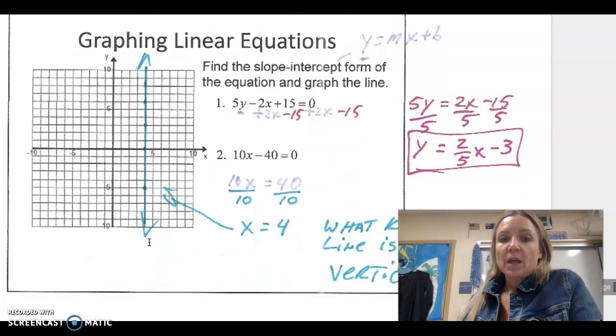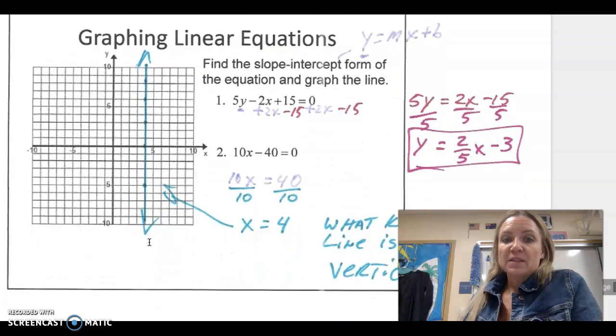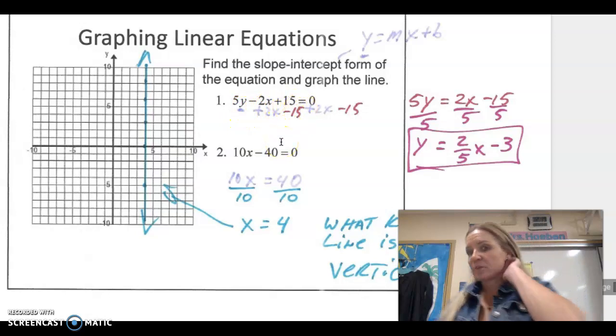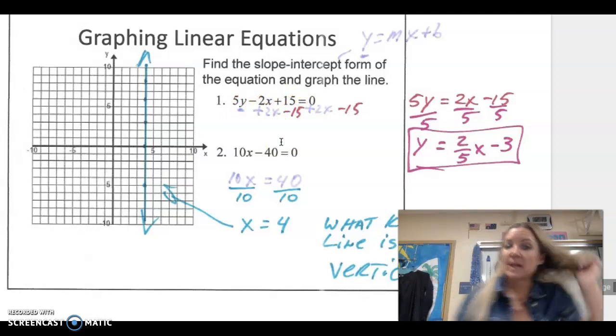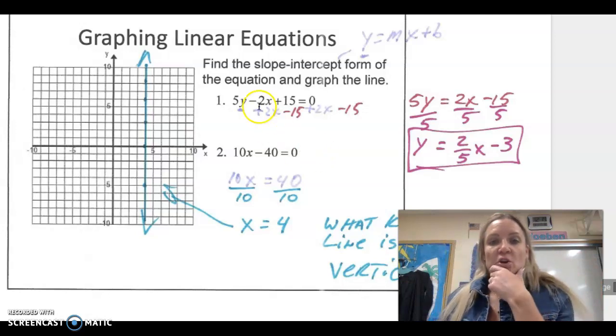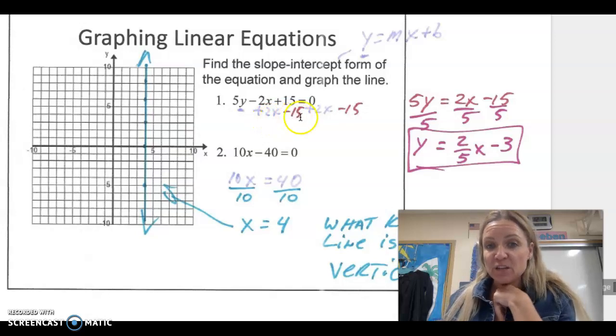All right. Next box. Find the slope-intercept form of the equation and graph the line. So for the first one, we're going to take 5y minus 2x plus 15, not in slope-intercept form. So first thing we need to do is get it into slope-intercept form. So I'm going to add 2x to both sides. I'm going to subtract 15 from both sides. That's going to leave me with the 5y on the left. The positive 2x and the minus 15 come over here.